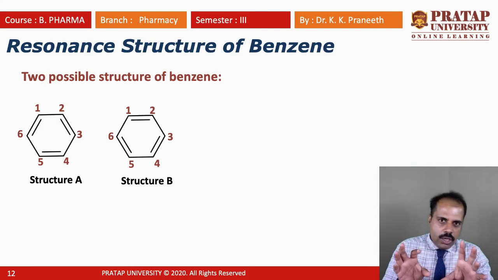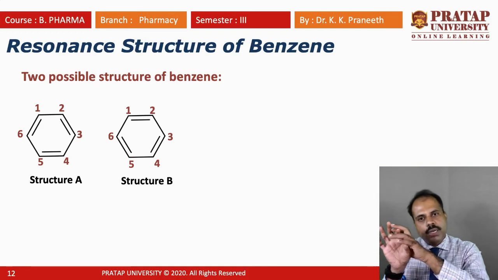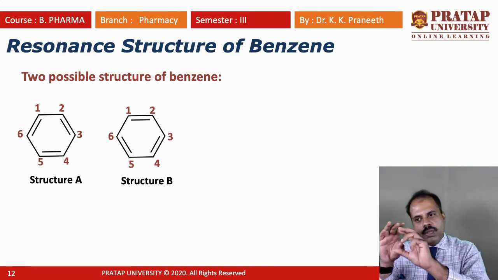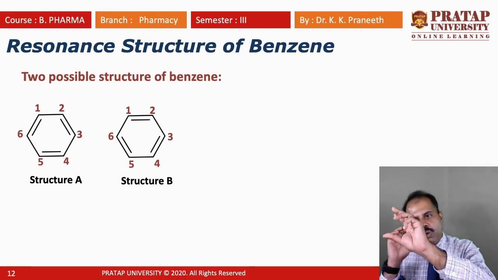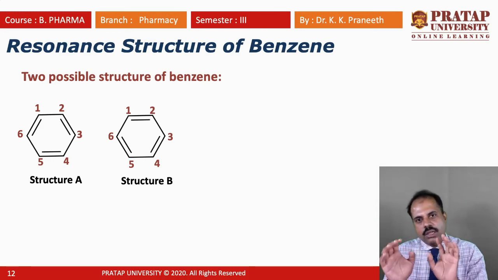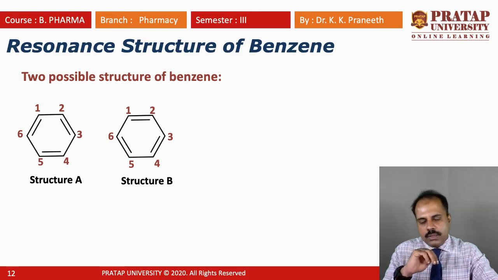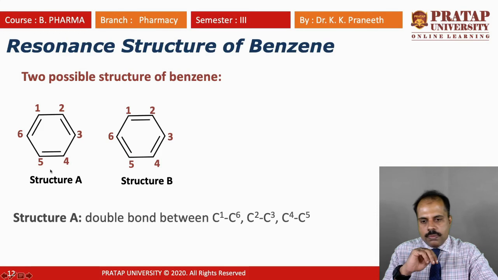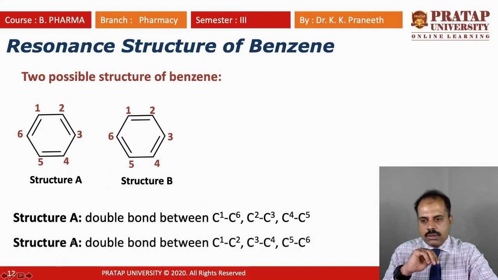And how this double bond is moving, we have seen from the overlap diagram. It depends on whether the pi electron overlaps between 1 and 6 or 1 and 2; we can write two different structures. So this is what I mentioned here. Structure A: double bond is present between C1 and C6, C2 and C3, and C4 and C5. And this should be structure B, so please change it. Structure B: double bond is present between 1 and 2, 3 and 4, and 5 and 6.